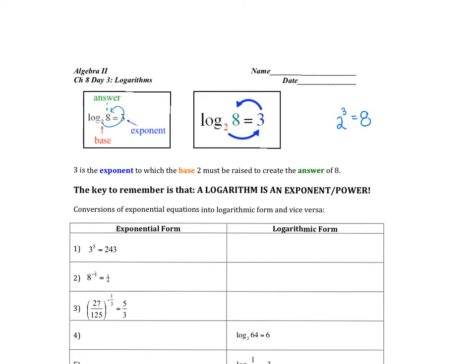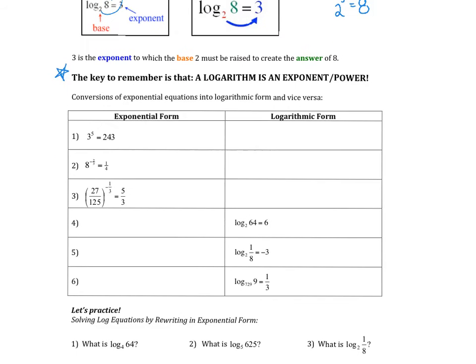So we can use this kind of spiral notation to help convert from exponential to logarithmic form. The key thing you want to remember is that a logarithm is just an exponent or a power. So what we're going to do in this chart below is we're going to be given some equations in exponential form, and we're going to rewrite them in their equivalent logarithmic form.